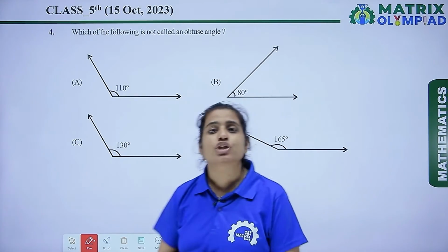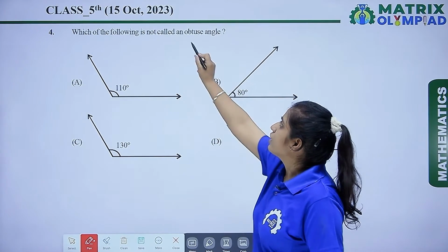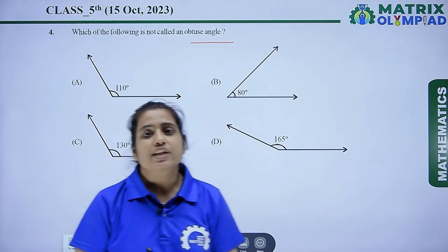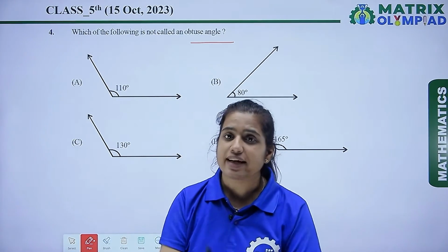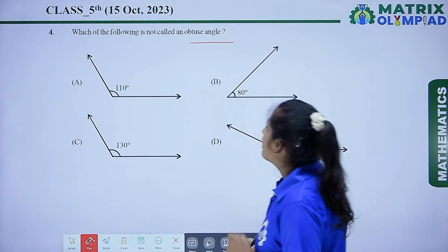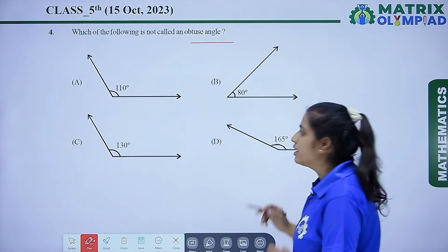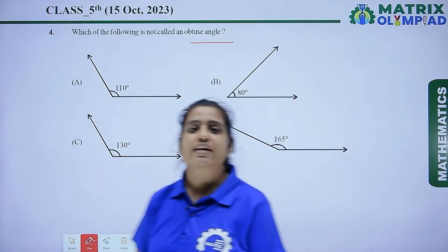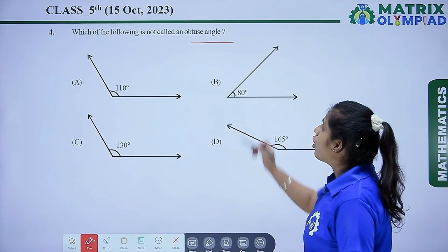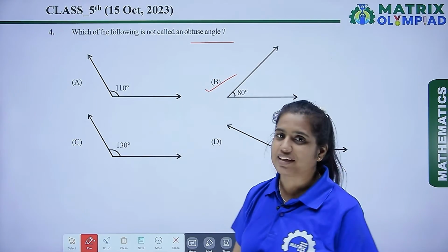Next question is question number 4. Which of the following is not an obtuse angle? कौन सा इनमें से obtuse angle नहीं है? तो हम जानते हैं obtuse angle क्या होता है? The angle which is greater than 90 degree but less than 180 degree. तो यहाँ पर greater than 90 degree में option A, C and D ये तीनों ही हैं जो कि 90 डिग्री से ग्रेटर हैं बट 180 से लेस है. So here option B is the correct answer because it is less than 90 degree.